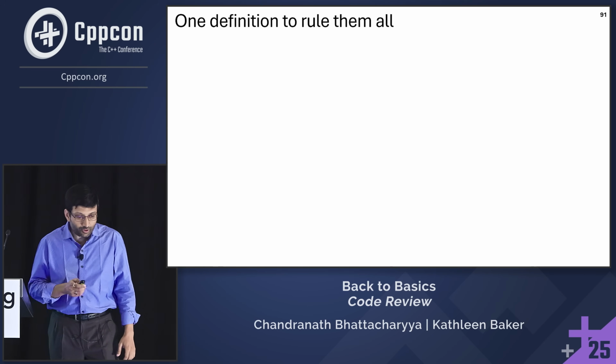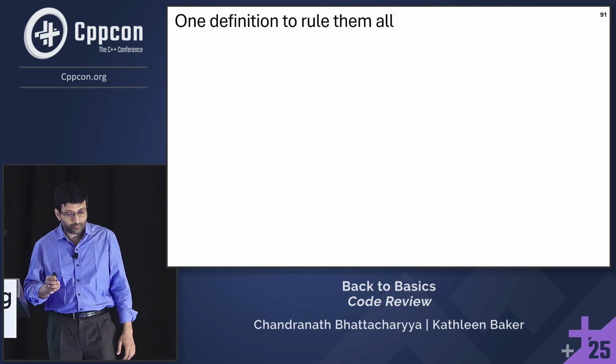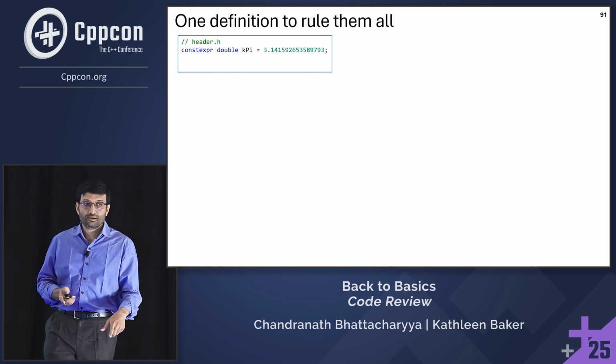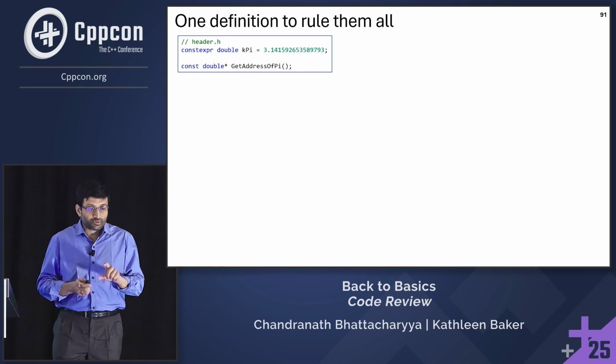And this will be our final scenario. One definition to rule them all. Okay, we have this: a const expr double in a header. What can be the problem with this? Let's add some extra code.